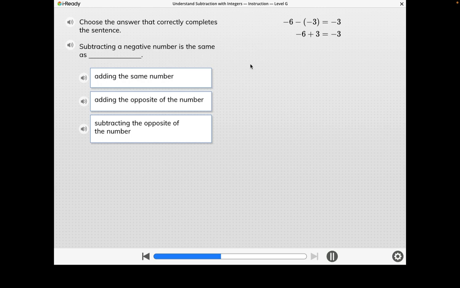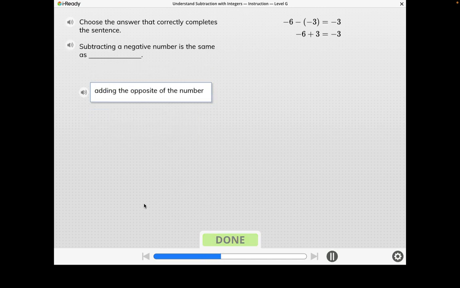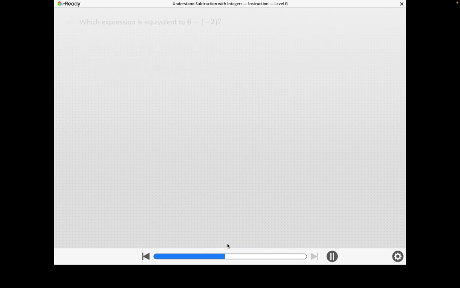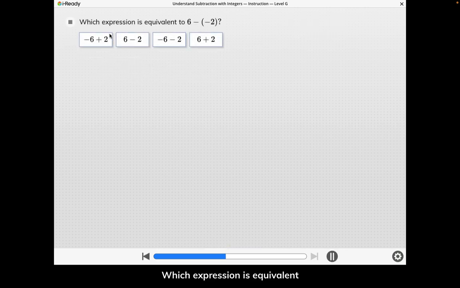Subtracting a negative number is the same as adding the opposite number. It's adding the opposite of the number like we did with the previous question. Which expression is equivalent to 6 minus negative 2? So we have to add the opposite of negative 2, so add 2.